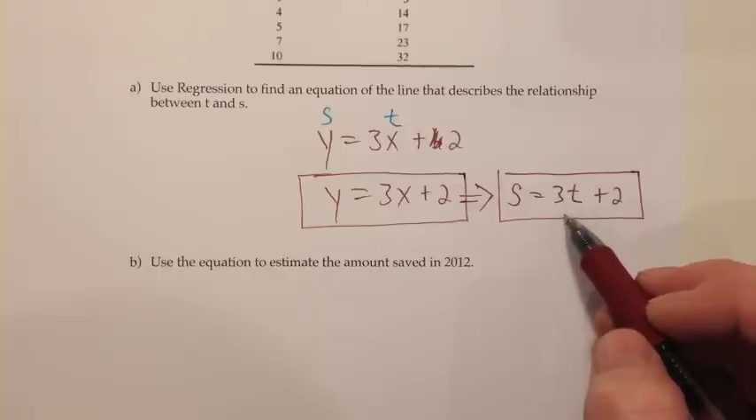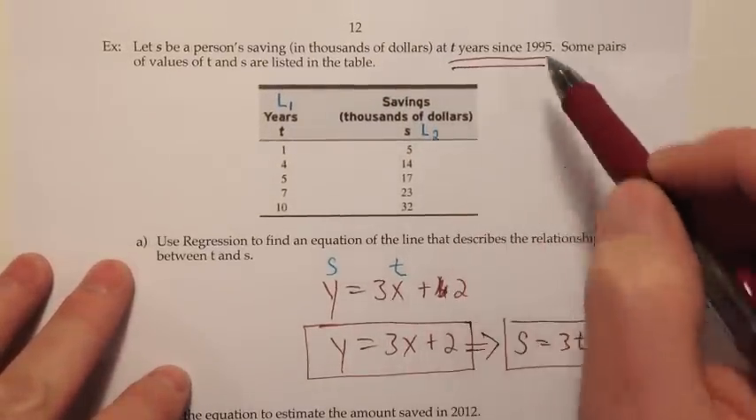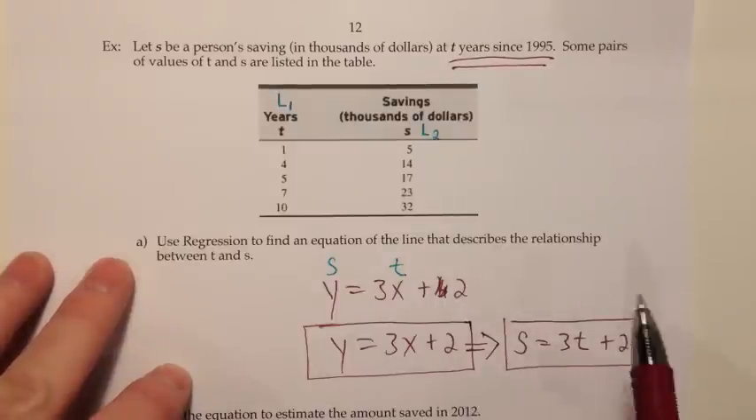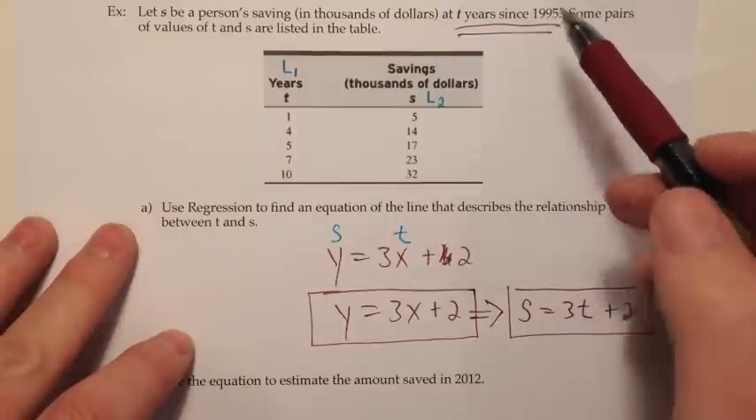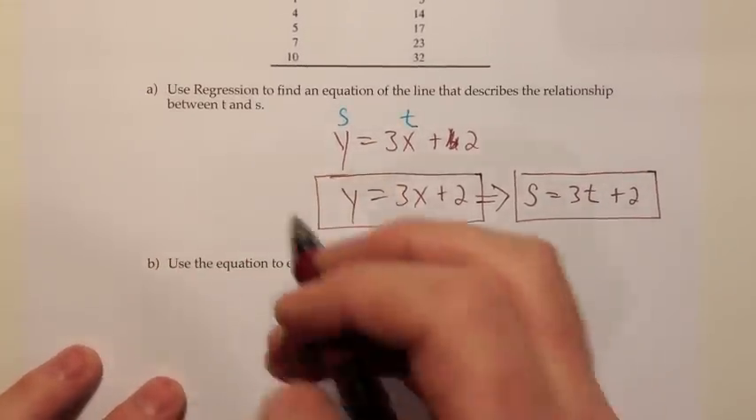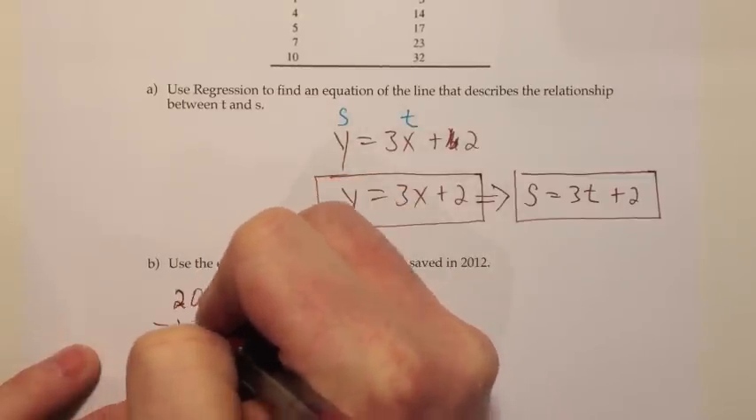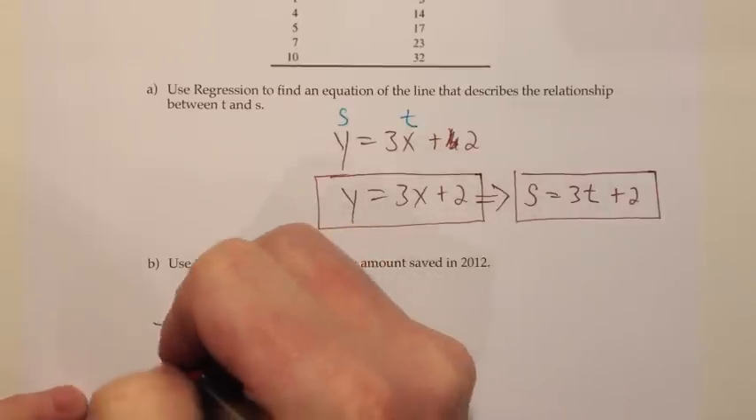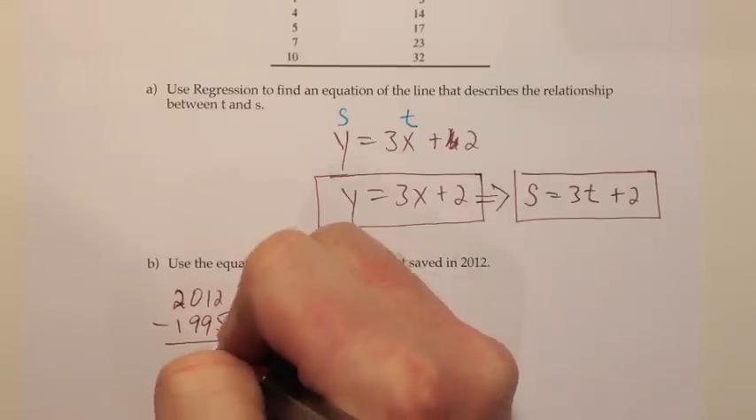Do we plug that there? No, because t is the number of years since 1995. So we don't plug in the 2012, we have to think: in 2012, how many years had it been since 1995? So the math on that is fairly simple. 2012 minus 1995, and we can do that subtraction. And I believe we get 17, but I've made enough mistakes on this page, so I'm just going to double check. And yes, that is 17.